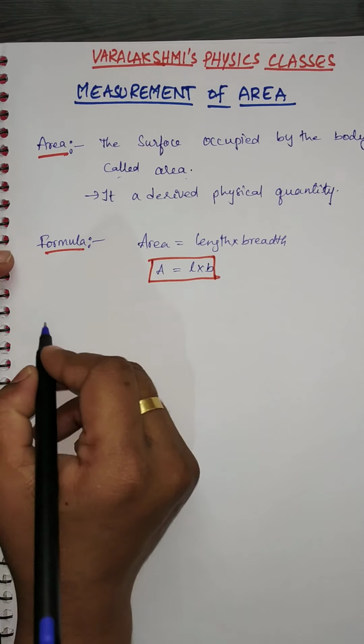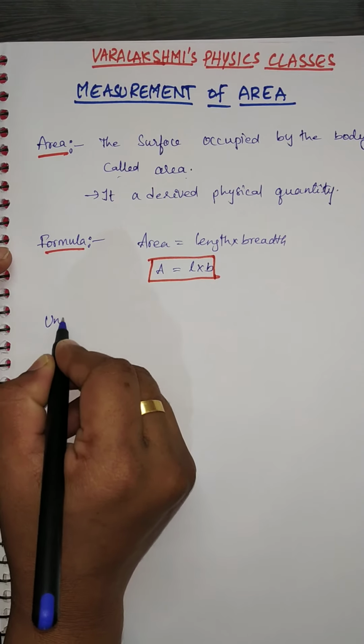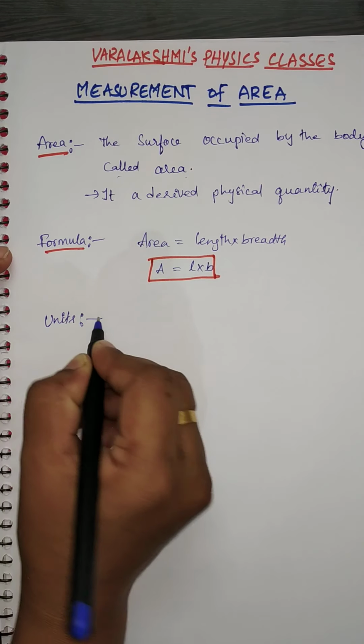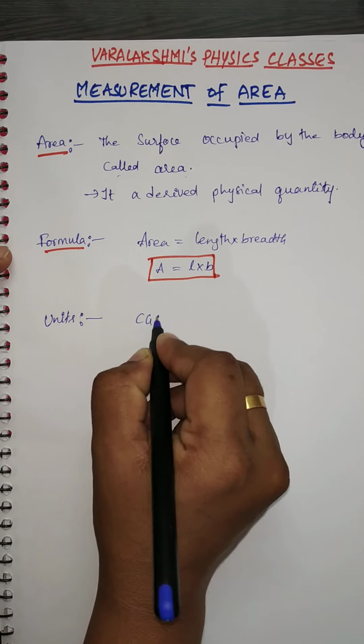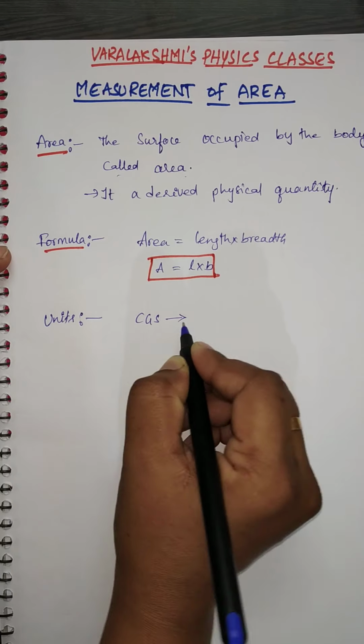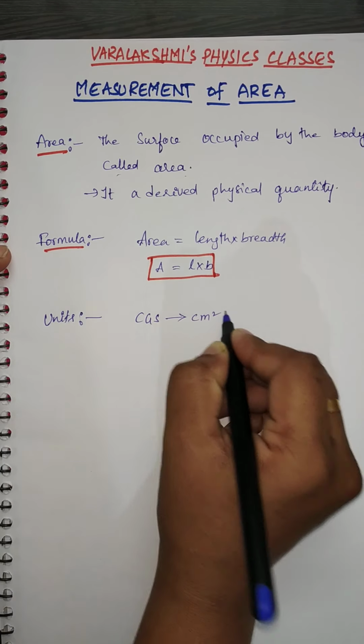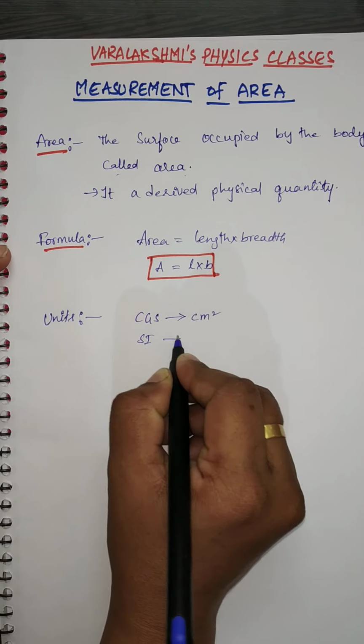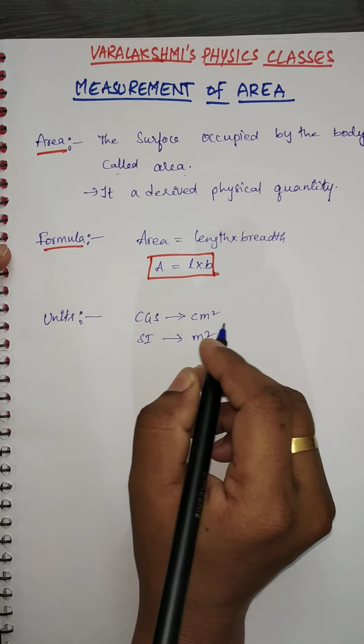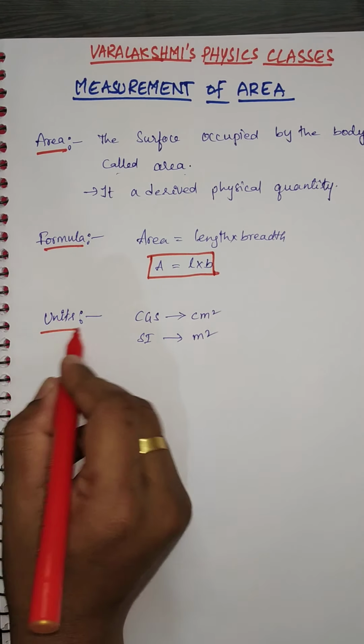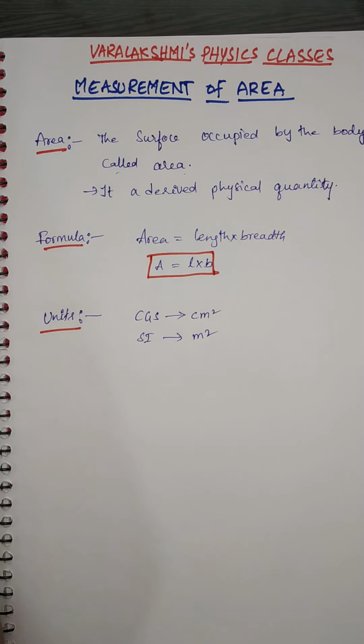Now let us know about units. CGS unit of area is centimeter square. SI unit of area is meter square. Now let us know about the conversions.